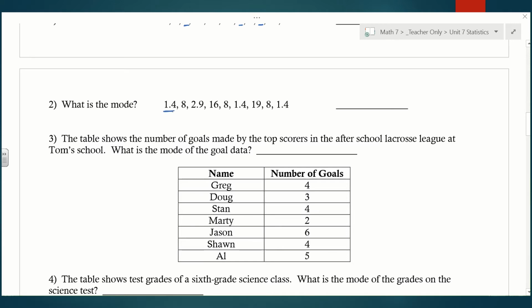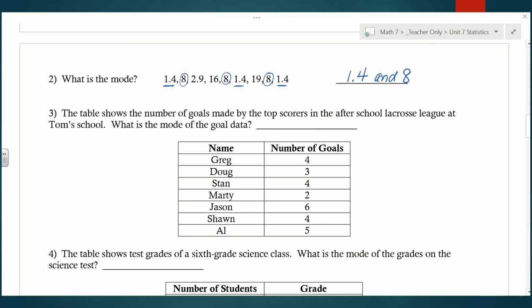So it looks like we have 1.4 showing up 3 times. And I also see 8 is showing up 3 times. So it looks like for this one we have 2 modes, 1.4 and 8.